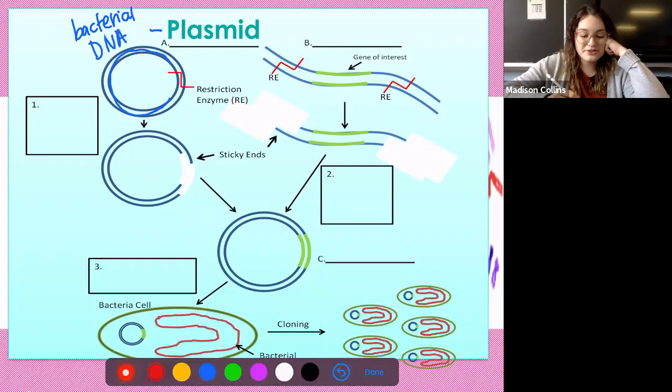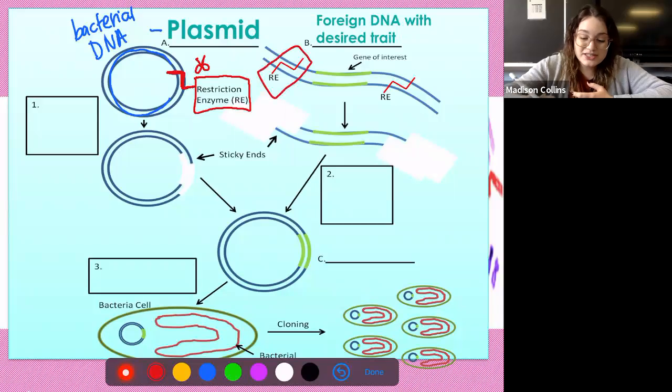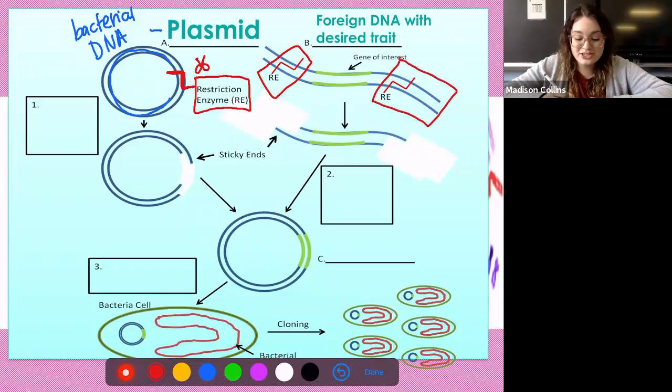Right? We're going to use our restriction enzyme to cut open that plasmid. So in this example, we're not using scissors, but I'll draw us some just to show you my beautiful artwork. Now, once we cut open that bacterial plasmid, we also need to do the same thing with our restriction enzyme to cut out the specific gene that we're trying to insert into our bacteria.